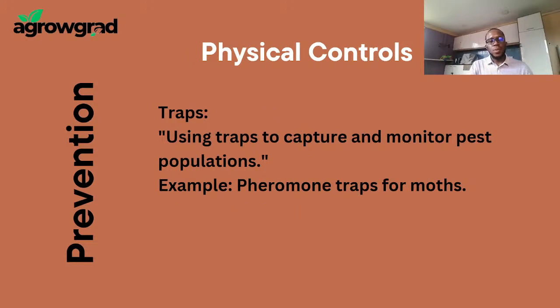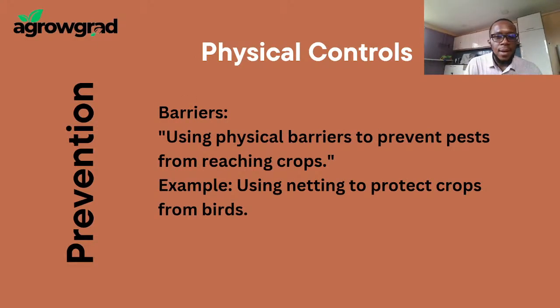But there are also physical controls. These are, I think, the most common ones. So setting up scarecrows, using pheromone traps for moths, a trap to capture and monitor pest population. Physical barriers are also a great way, so using netting to cover from birds, just using a physical barrier to make sure that your farm is protected around your planting season.